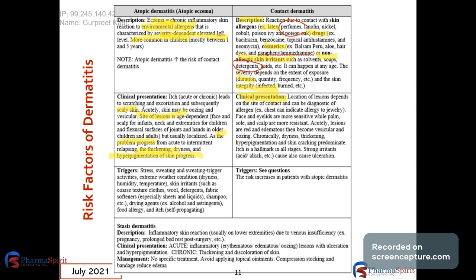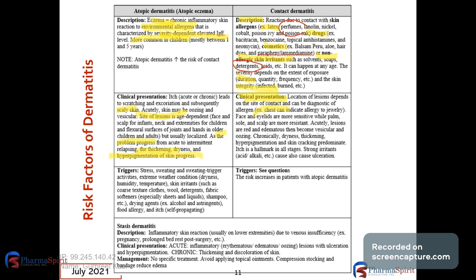For example, here, the chest can indicate allergy to jewelry. Hands can indicate allergy to detergent. Around the neck may indicate allergy to maybe perfume. So the site of the dermatitis can guide us to know exactly what causes this reaction. Faces and eyelid are more sensitive, while the palm and sole and the scalp are more resistant.